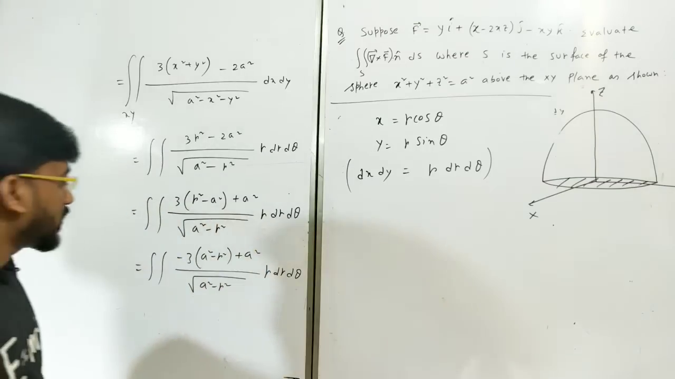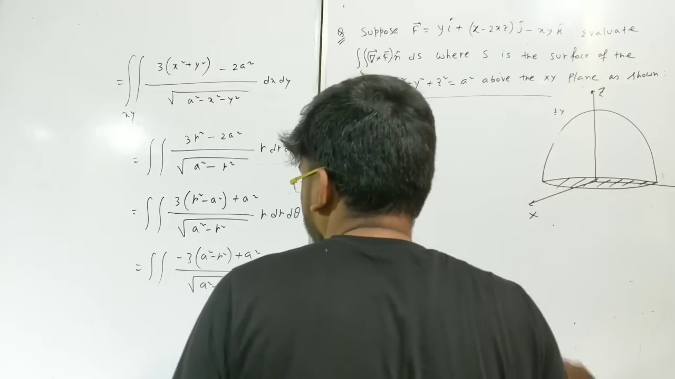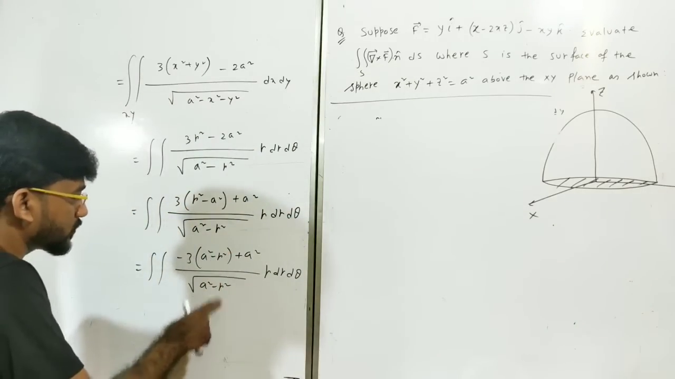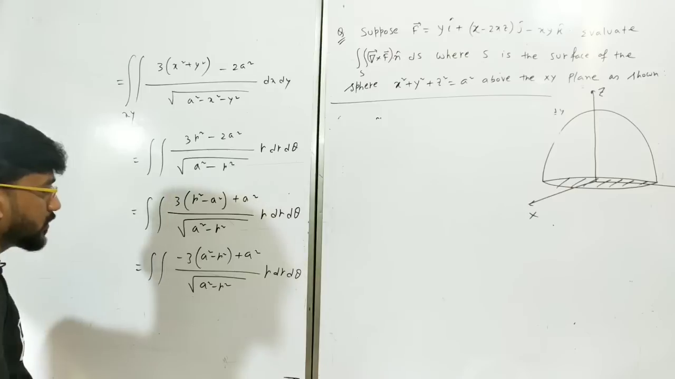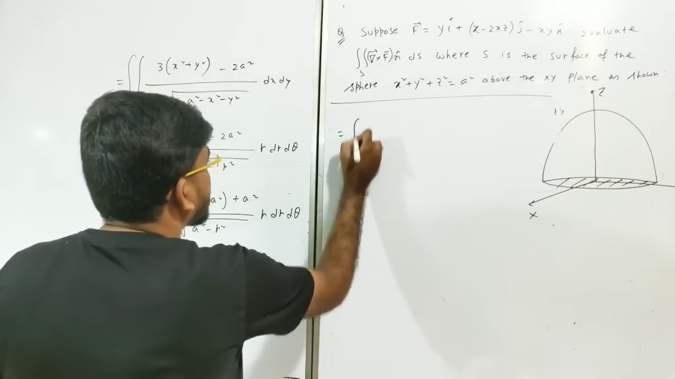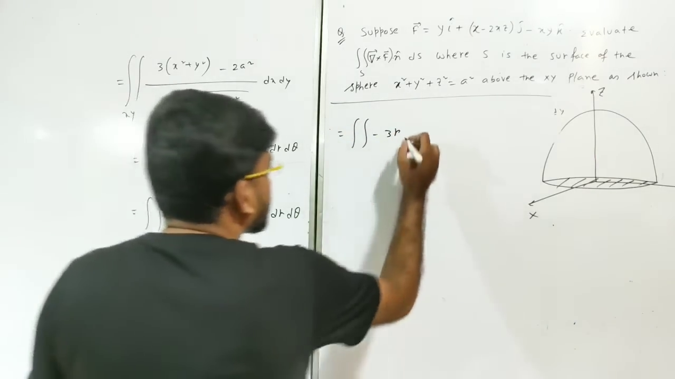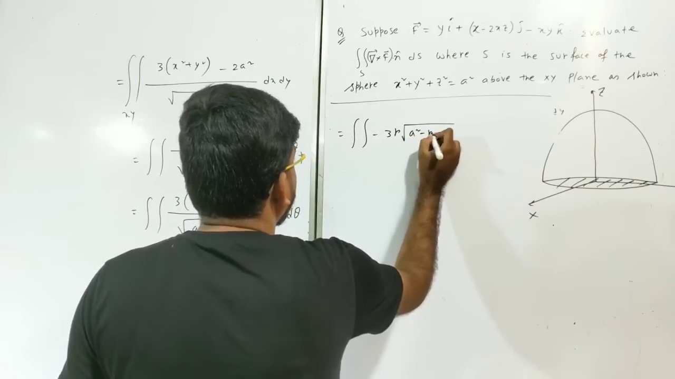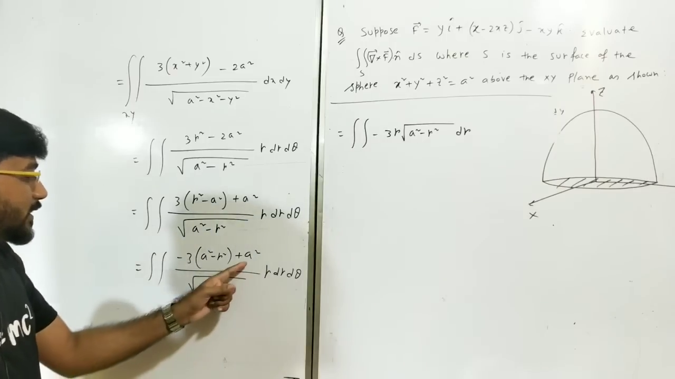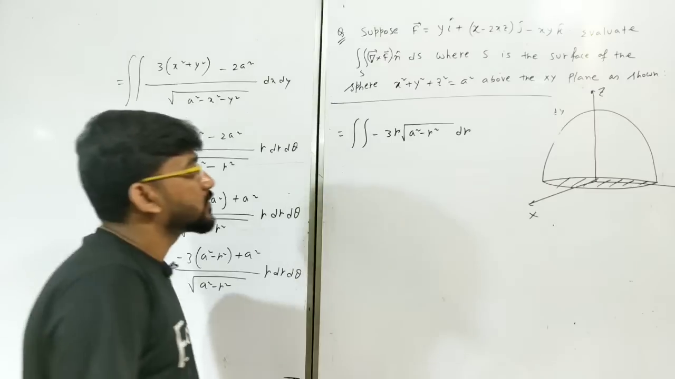Now let me put it in another form also. This is 1 and this is 1 by 2, so 1 minus 1 by 2 is 1 by 2. And if you take this r, it will be just the integration of minus 3r root of a square minus r square into dr for this part, and the next part is a square r divided by this.